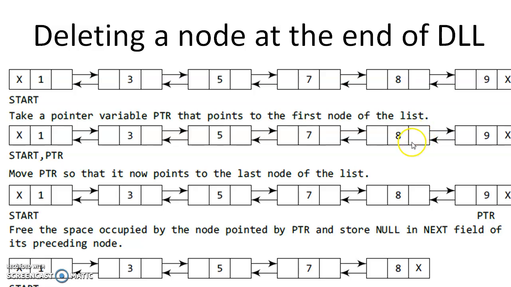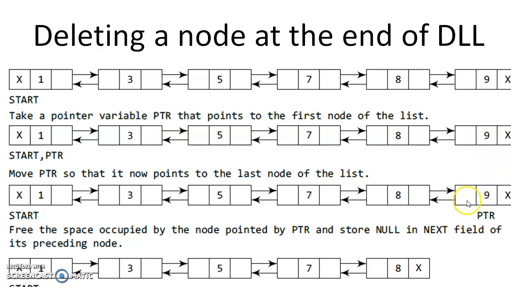So I am checking, is the pointer of next not equivalent to null? Yes, it is not equivalent to null. So I am going to this particular 9. That means pointer is now pointing to this 9. Is the pointer of next not equivalent to null? No, pointer of next is equivalent to null. That means this is the last node that we are having.